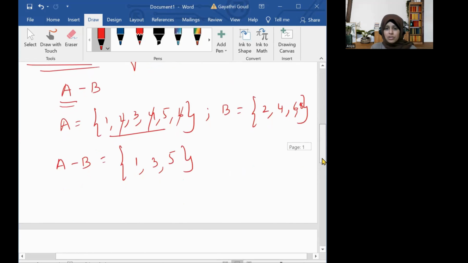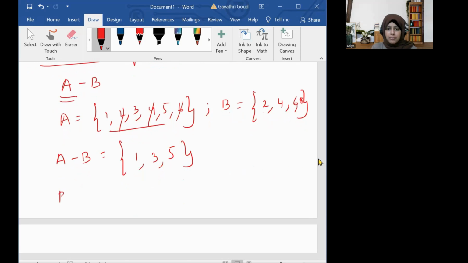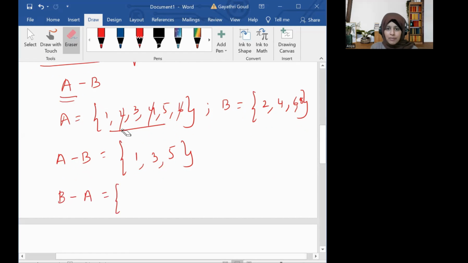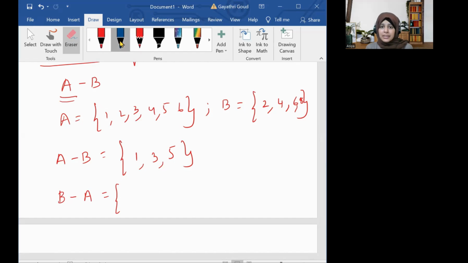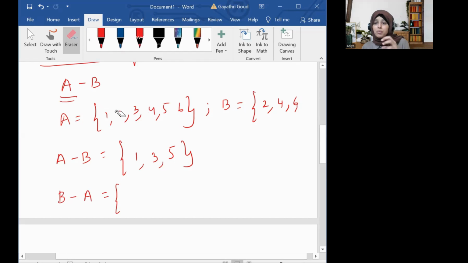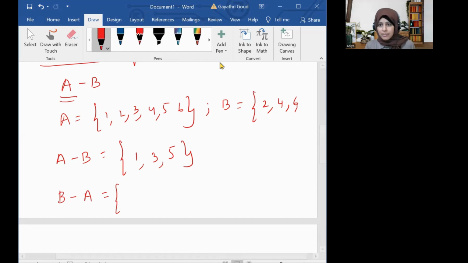Now let us also check what would be my B minus A. Let us see what we get when we do B minus A. Okay. Now, what do we mean by B minus A? The elements that are there in B, but they should not be present in A. So that means I have to remove A from B. We have also included 8 here. Okay. So now I have to remove A from B.